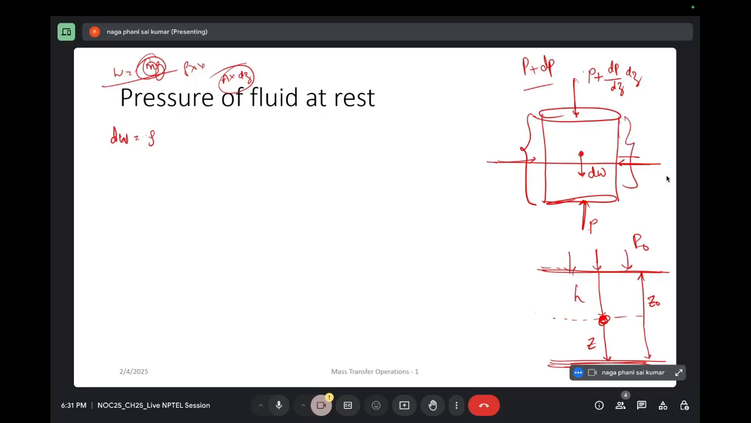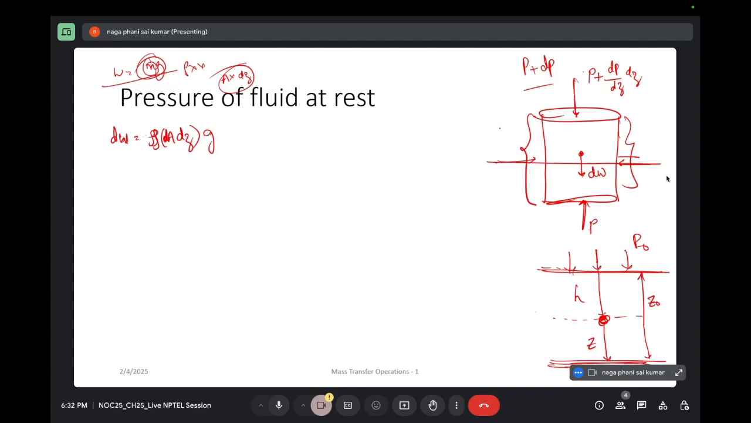So that will be density into volume into g. So for this one small thing, this area is going to be dA again, as we are considering a small strip. So this area is dA and height is dz. This is going to be the weight of this sample.